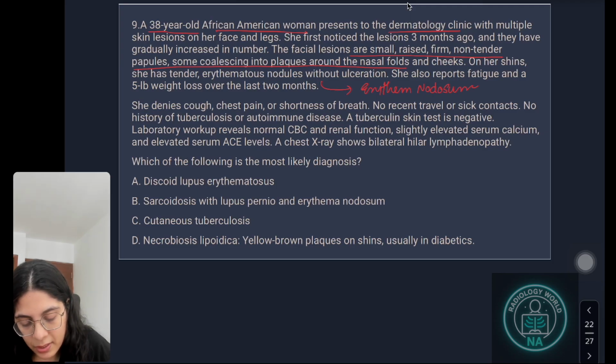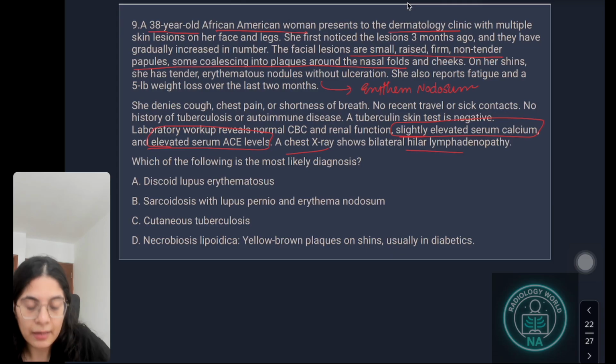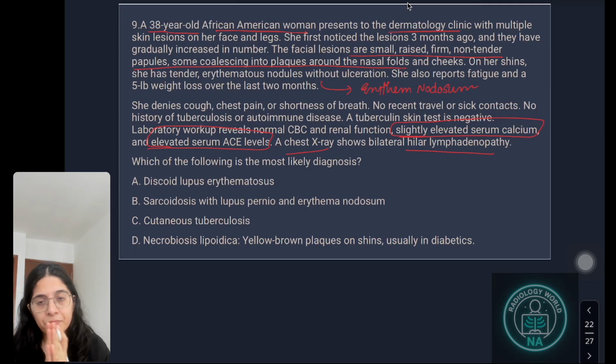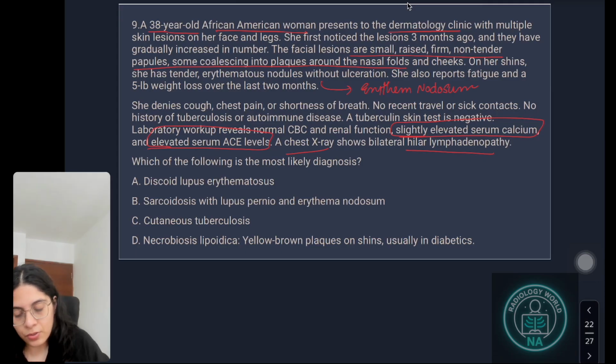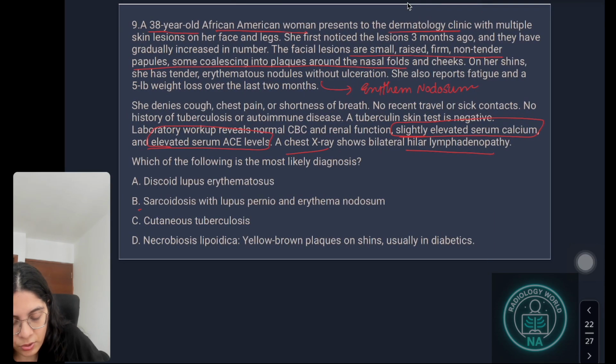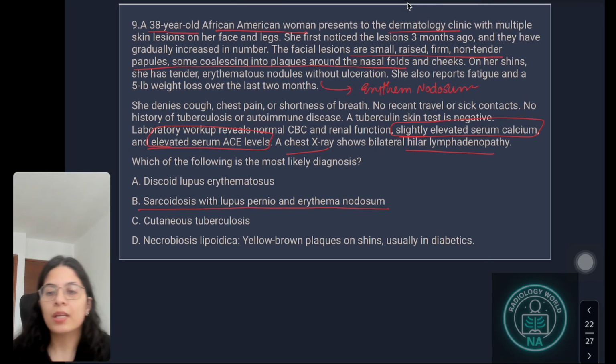Laboratory workup reveals normal CBC and renal function, slightly elevated serum calcium. So again hypercalcemia, and elevated serum ACE level. So this much we have now, and a chest X-ray showing hilar lymphadenopathy. With all these things we know that we are talking about sarcoidosis. So if you know that this is a case of sarcoidosis, you can reach the answer, which is sarcoidosis with lupus pernio and erythema nodosum.